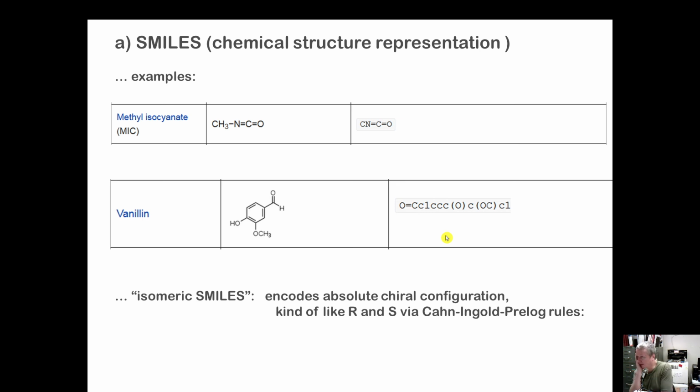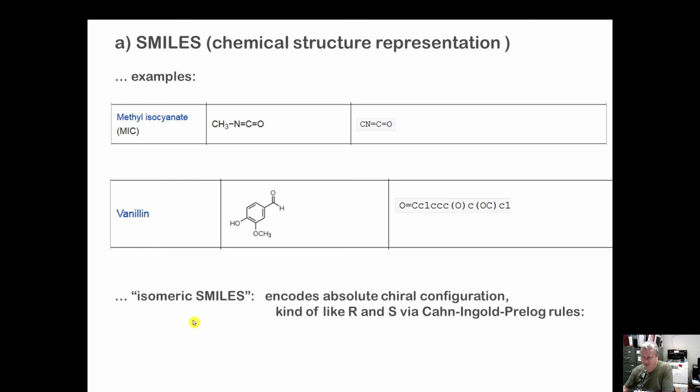Okay, so there's also something called Isomeric SMILES, which encodes the chiral configuration. It's kind of like, do you know R and S? Remember that from organic chemistry? So you can figure out the chiral designation of chiral centers using R and S, using the Cahn-Ingold-Prelog rules.